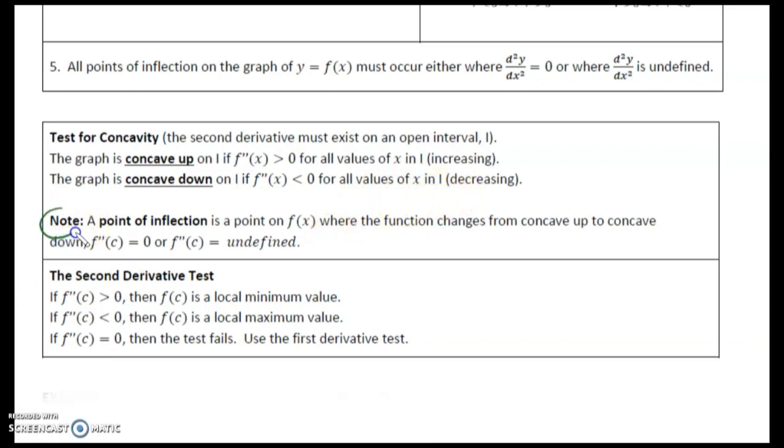Here's the note. A point of inflection is a point on f at x where the function changes from concave up to concave down. Specifically, f double prime at c equals either 0 or undefined. In our second derivative test, we're going to take the second derivative, and if it's greater than 0, we have a local min value. If it's less than 0, we have a local max value. And if it equals 0, then this test fails, and we have to use the first derivative test.